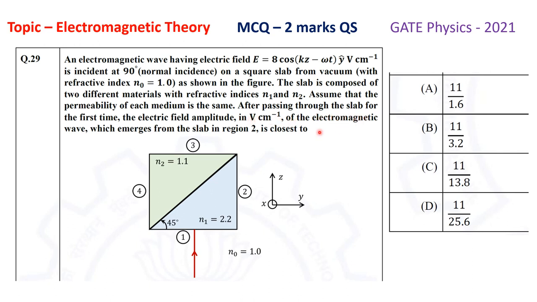After passing through the slab for the first time, the electric field amplitude in volt per centimeter of the electromagnetic wave which emerges from the slab in region 2 is closest to, there are 4 options given. Option A 11 by 1.6, option B 11 by 3.2, option C 11 by 13.8, and the last option, option D, 11 by 25.6. So to solve this, we basically have to find the amplitude of the electric field in region 2 after getting reflected from this diagonal interface. Let us see the solution part now.